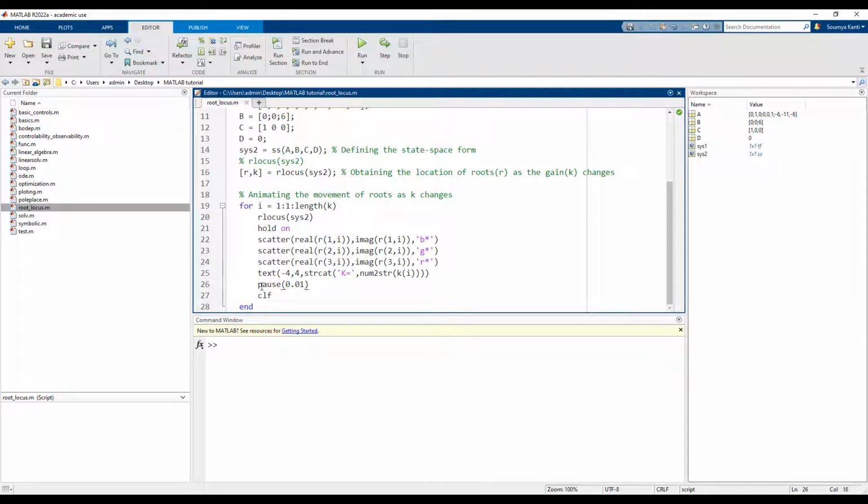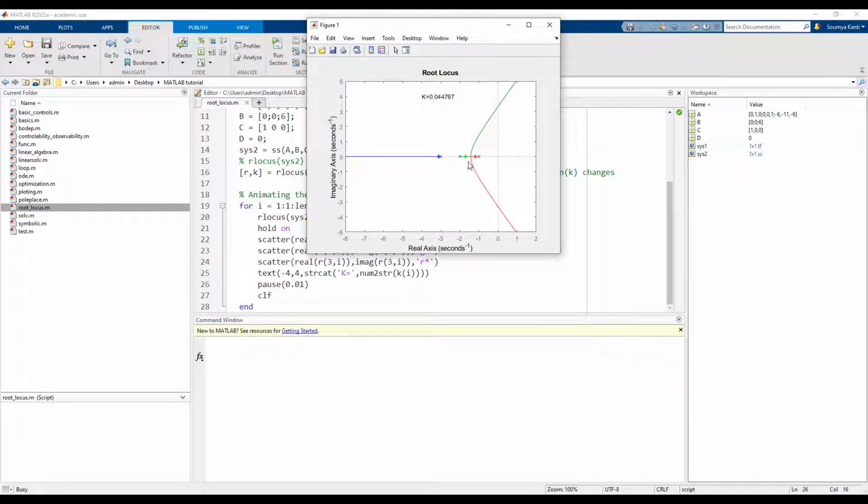I am pausing the plot for a while, then clearing it and plotting it again. You can see that I am using a for loop here, and now if I run it, you will see how the poles start to move as k increases. It started from the zeros and is now going towards infinity as the gain increases. You can see that it goes to infinity.